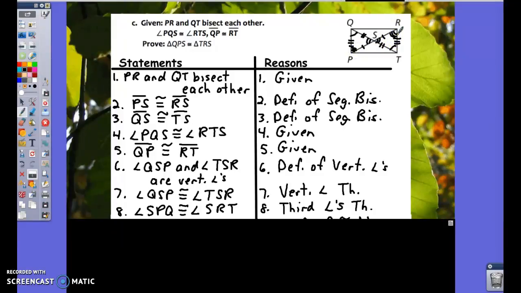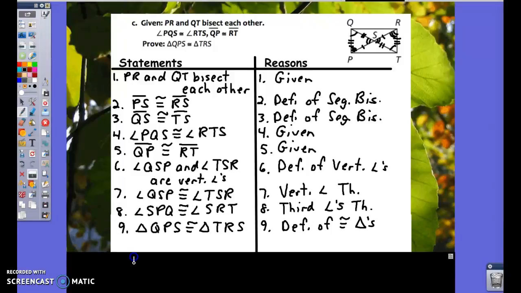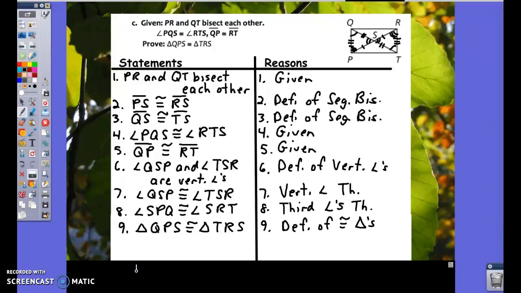And if you look at my cluttered diagram there, you can see that we do have 6 parts of the one triangle congruent to the 6 parts of the other triangle. So we can go ahead and say that those triangles are in fact congruent now because of the definition of congruent triangles. Now that pretty much wraps things up.